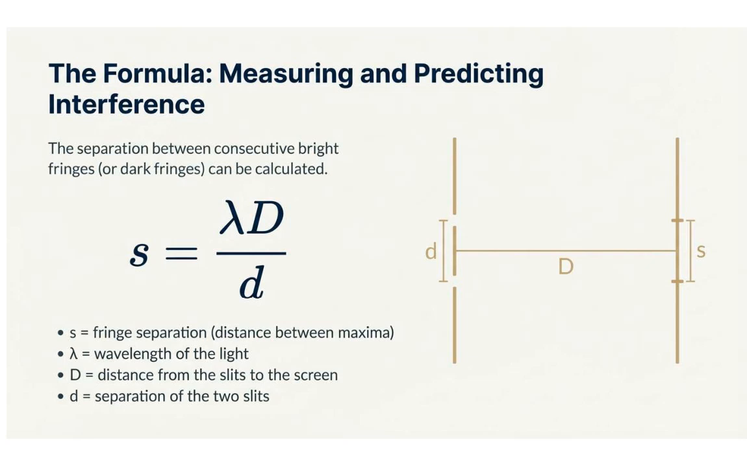This means that if the wavelength or the screen distance increases, the fringes spread further apart. But if the slits are closer together, the fringes get wider too. The diagram shows the two slits separated by a distance d, the distance to the screen as D, and the fringe separation as S. This formula is essential for predicting and measuring the interference patterns we observe.